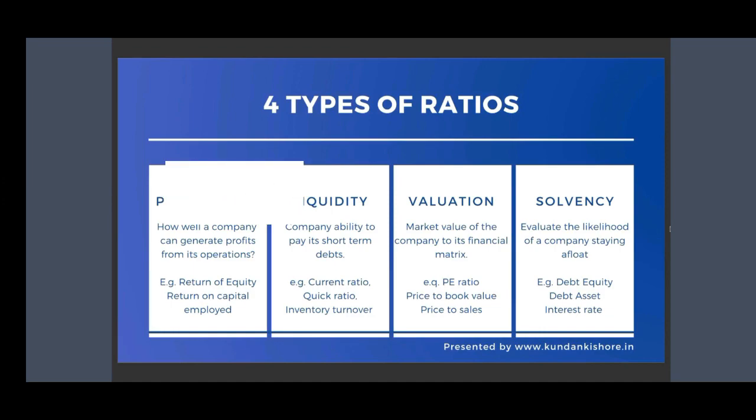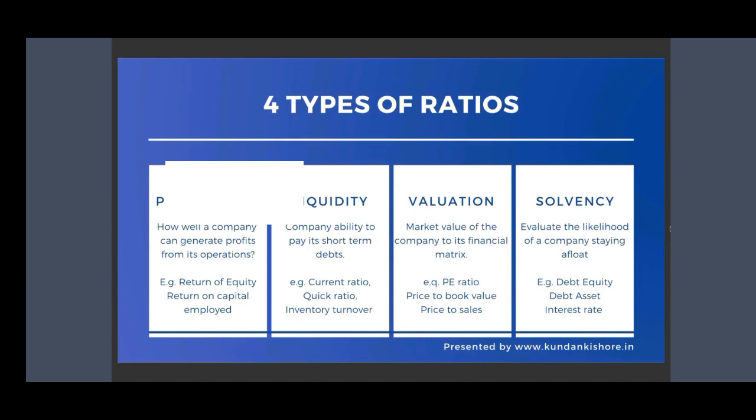Now, all those financial ratios can be pulled together and categorized together. And this is what you will find in different literature. People have given them different terminologies. I have identified four different categories, based on the theory which I have been teaching you, and they are profitability, liquidity, valuation, and solvency.